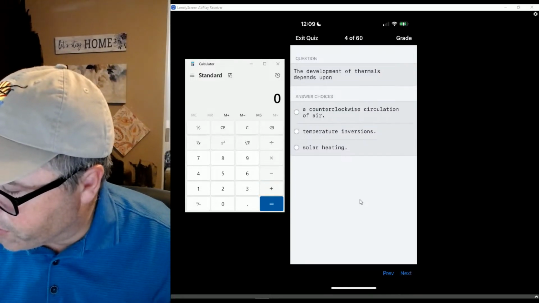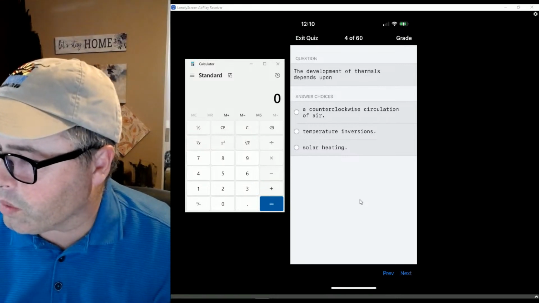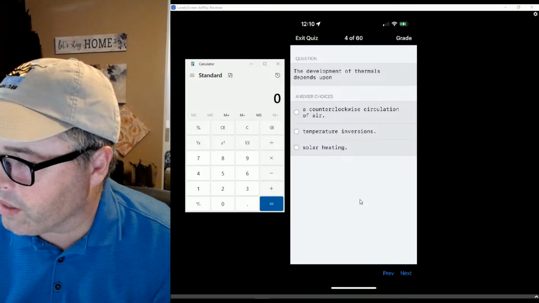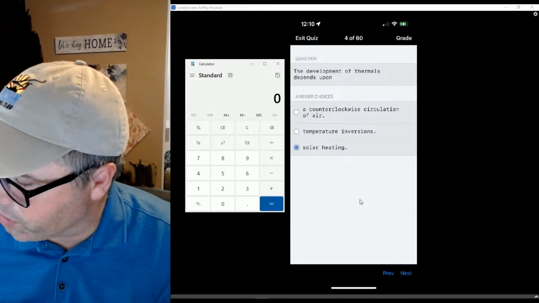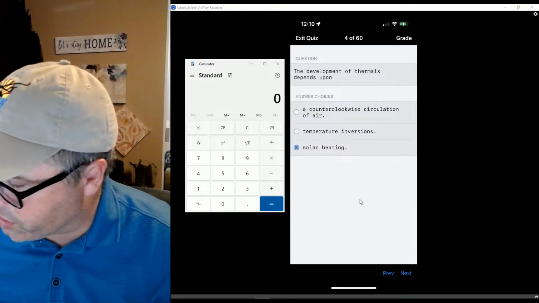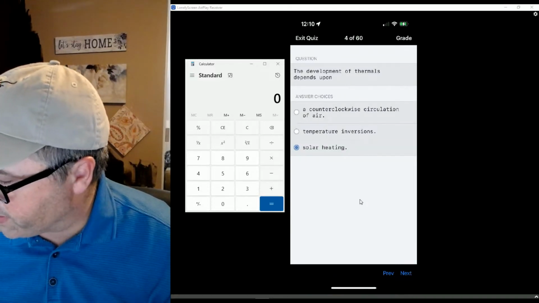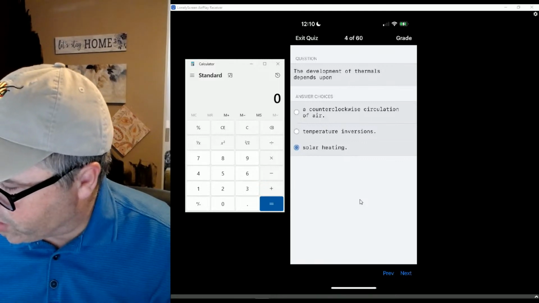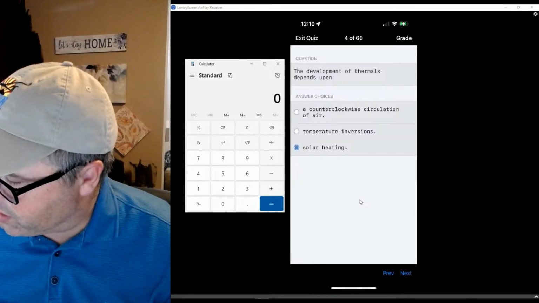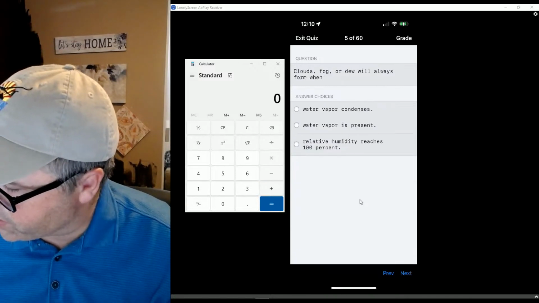The development of thermals depends upon a counterclockwise circulation of air, temperature inversions, solar heating. Oh, thermals come from solar heating. You don't get thermals at night; you get thermals during the day. Temperature inversions kill thermals. They go up and then they stop right at the inversion. Counterclockwise circulation of air, I don't know what they're talking about there, but that's not the right answer.